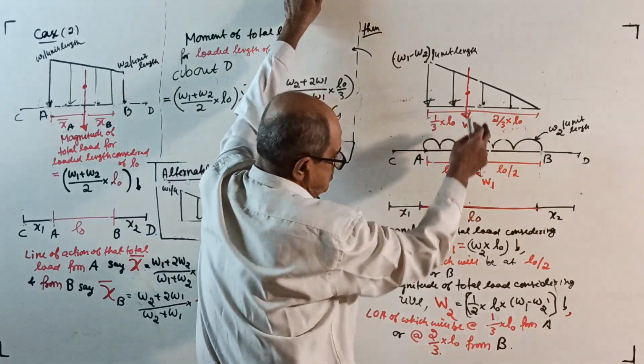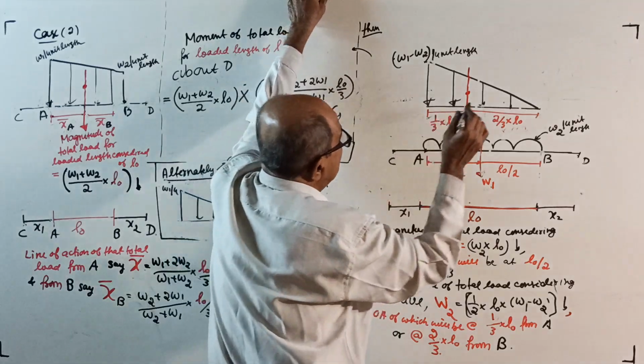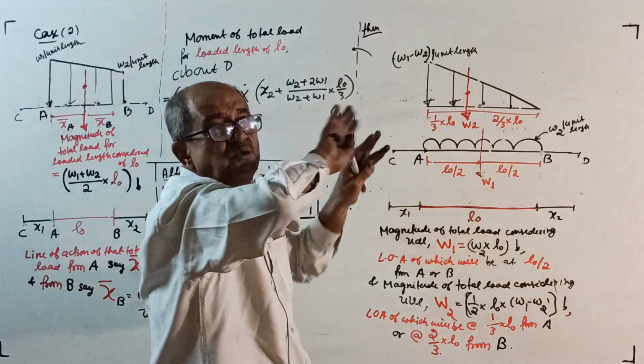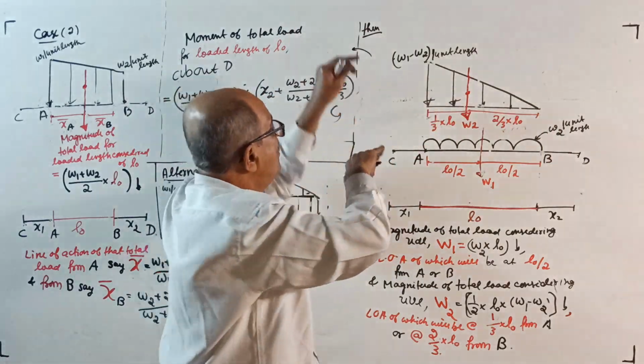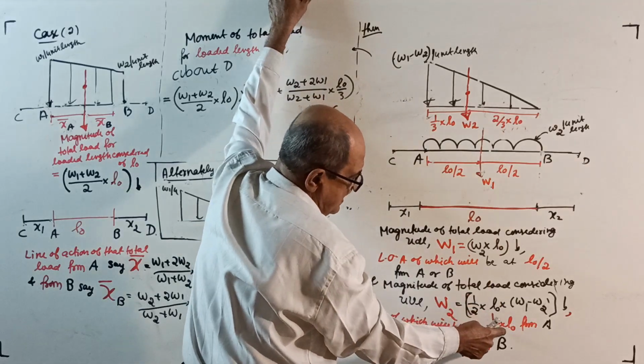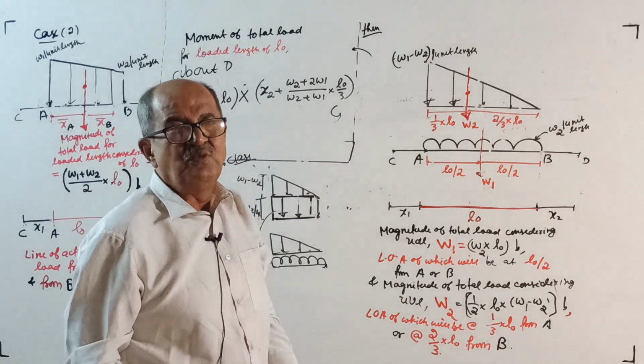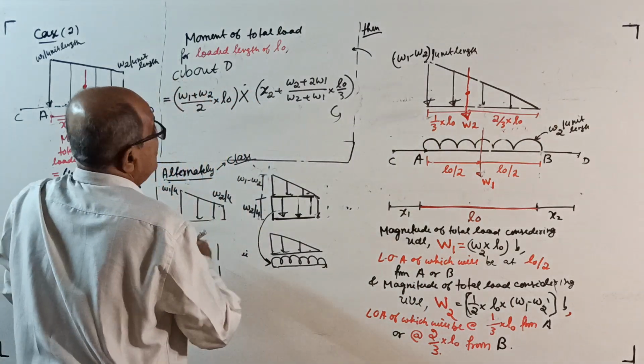W1 minus W2. And the line of action is, see, last time it was this way, from here 2/3, from there 1/3. Now, from here 1/3, I have written here, and from there 2/3. This is already known to you. Okay, start. Now come here.